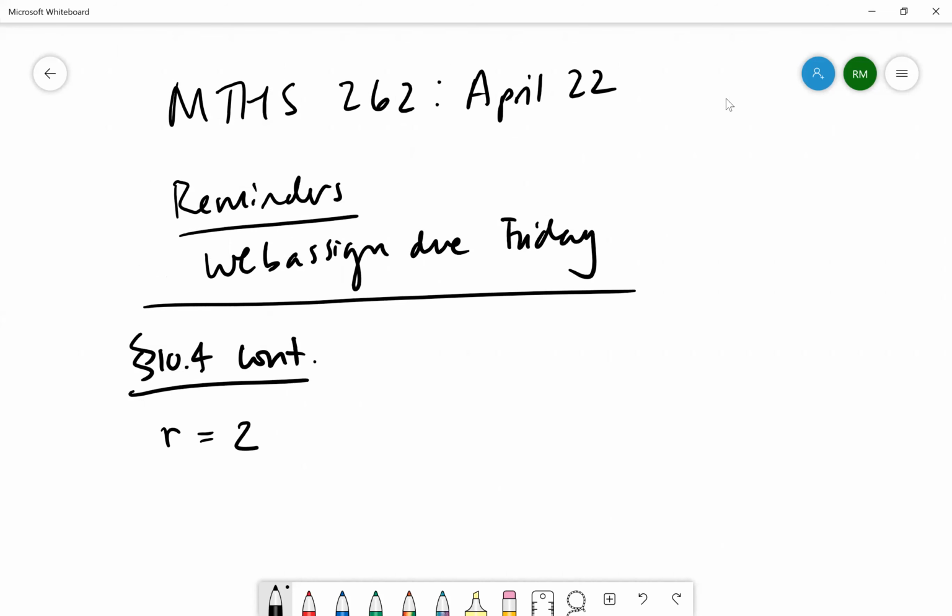So let's look at this polar graph. This polar graph is super easy. It's just the radius is always 2. And so you can probably guess that this is just the graph of a circle with radius 2.